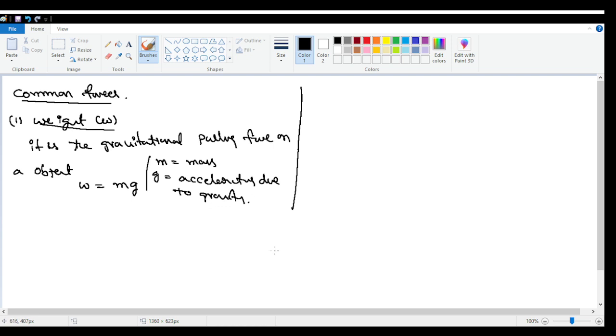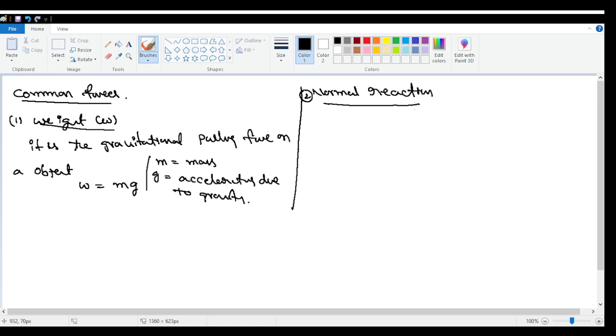Now, the second force is the normal reaction. This is also a force. What is the normal reaction force? The normal reaction force is nothing but the contact force. It is the reaction force that arises when two objects are in contact.